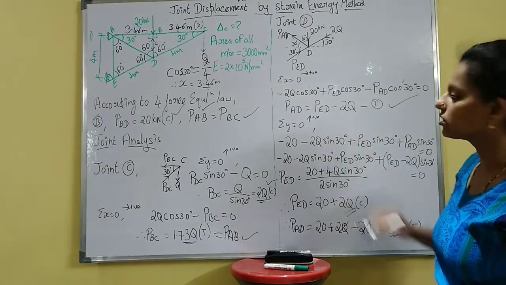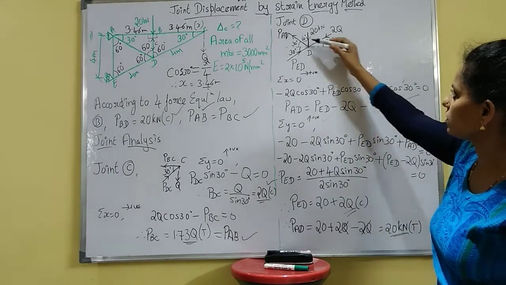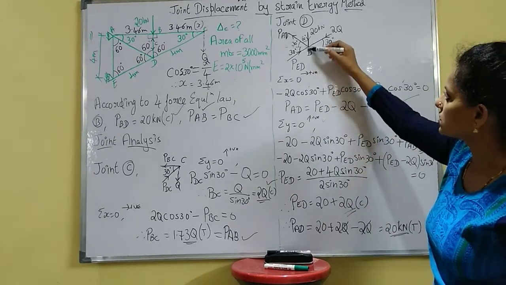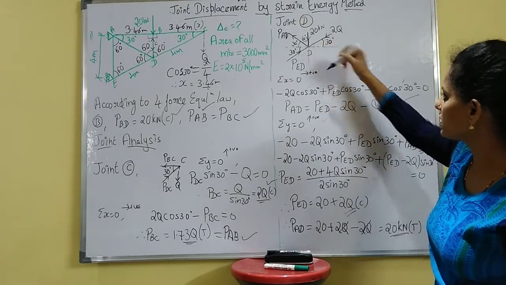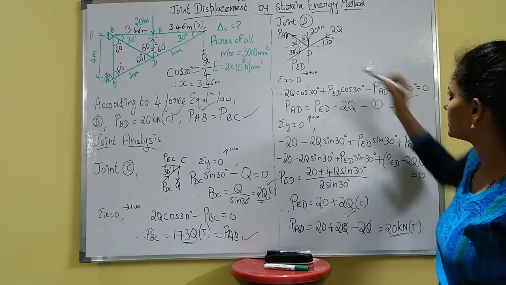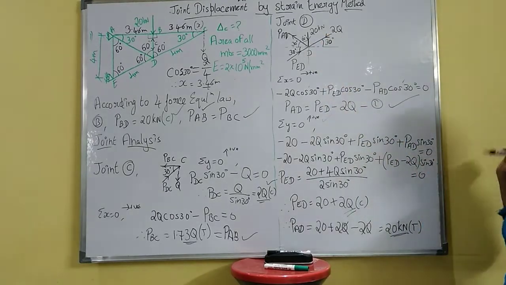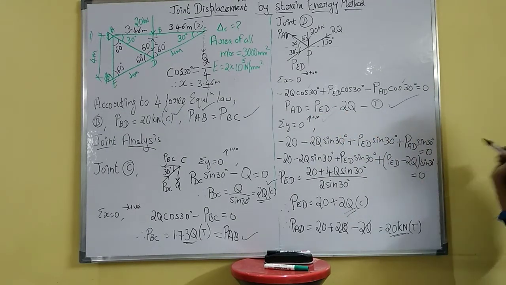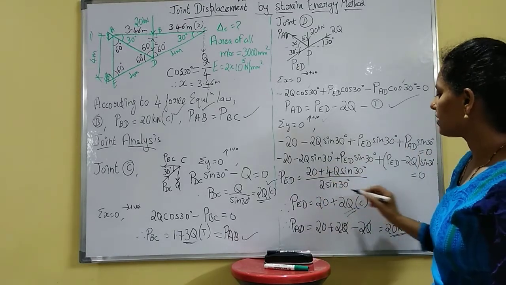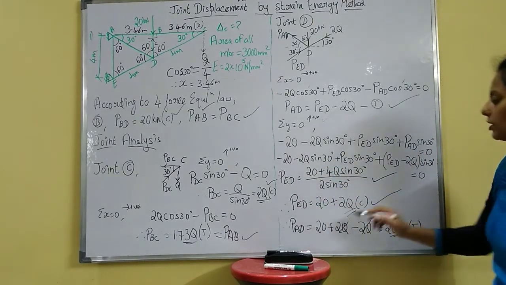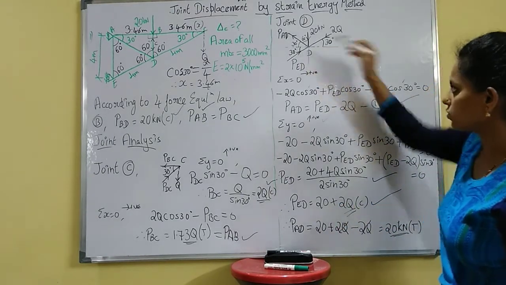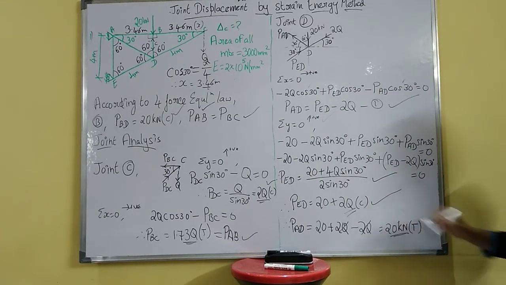Next, summation y equal to 0, upward as positive. We have this downward, so minus 20, minus 2Q sin 30. This is upward while resolving, so it is plus PED sin 30, and this is also upward, plus PAD sin 30. Now substitute your PAD as PED minus 2Q, then simplify and get the value of PED. You will get PED as 20 plus 2Q, and here direction is compression towards the joint, so just put the value as compression.